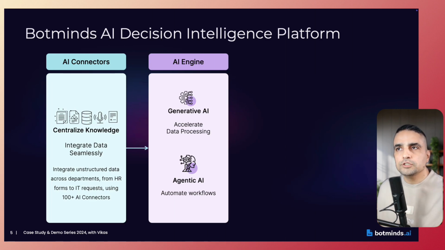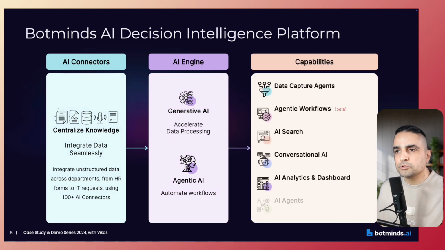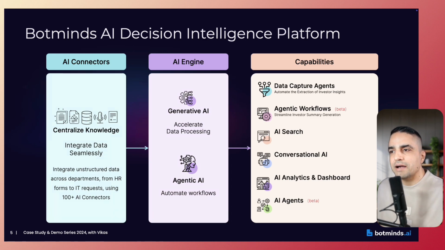And with the generative AI and agentic AI engine, Botminds offers 6 different capabilities. Data capture agents automate the extraction of investor insights. This is where we efficiently capture the data from financial reports, earnings calls, and investor presentations with precision, eliminating manual data collection. Then we have agentic workflows, which streamline investor summary generation, automatically routing critical data through pre-configured workflows to ensure timely report generation with minimal human intervention.